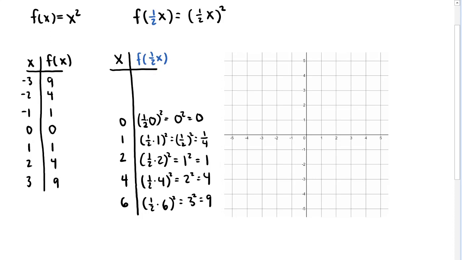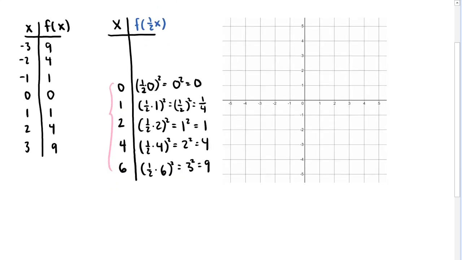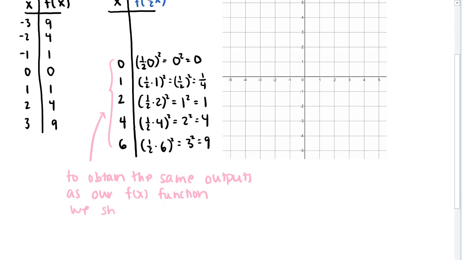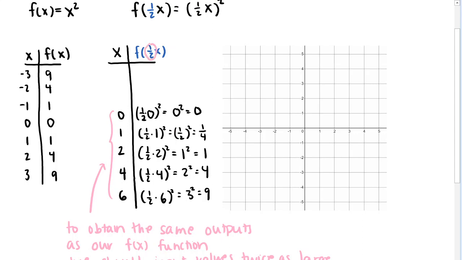And really, the numbers I want to plug in to get my nice values that I'm familiar with from my squared function are twice the value of the original inputs that we were plugging in for f of x is equal to x squared. Right? So really, to obtain the same outputs as our f function, we should plug in input values twice as large. Because of this factor of 1/2 here, for me to come out with the same outputs, I need to plug in twice as large inputs.